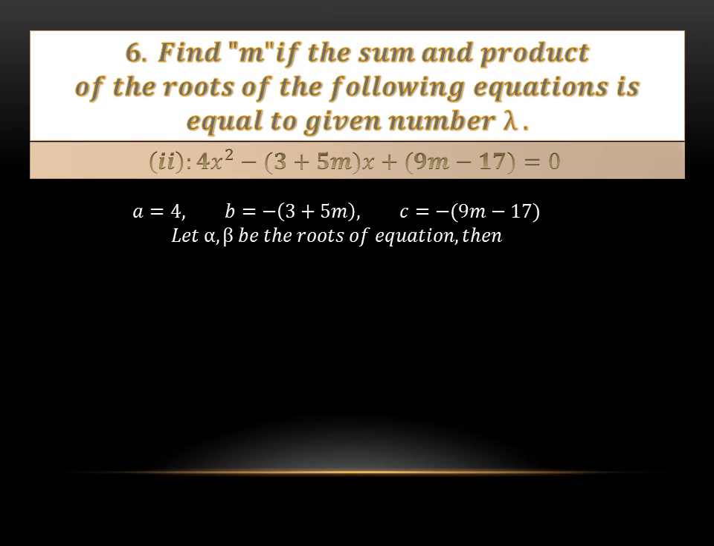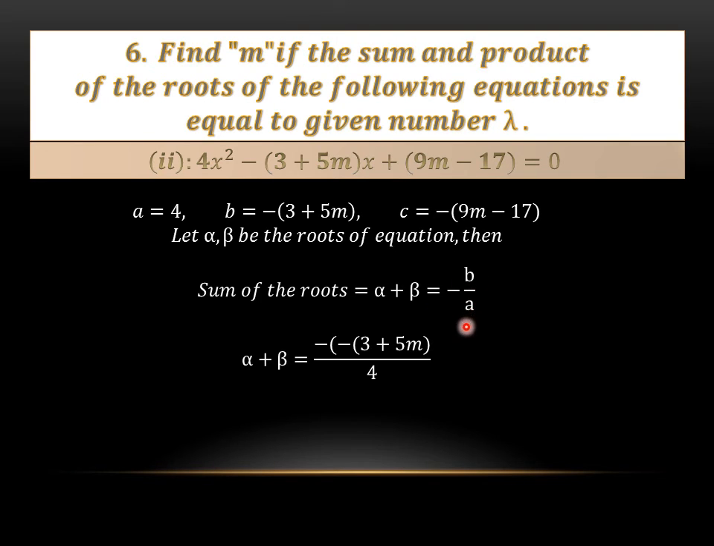First of all, we will suppose that alpha and beta are the roots of the equation, and then we will find the sum of the roots, which is alpha plus beta, and the formula for the sum of the roots is minus b over a. Putting the values of b and a, we will get minus into minus, because there was also a minus in the value of b and the minus in the given formula. So there would be 2 minus signs. I have separated it with the bracket.